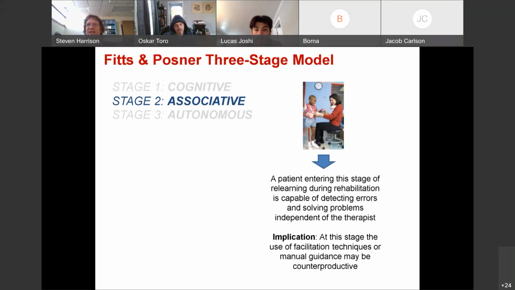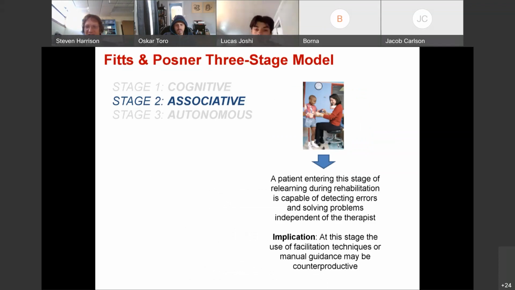Okay, so let's look at a vague rehab example. So here we have the idea where a patient entering this stage of relearning during rehabilitation is going to be capable of detecting errors and solving problems independent of the therapist.